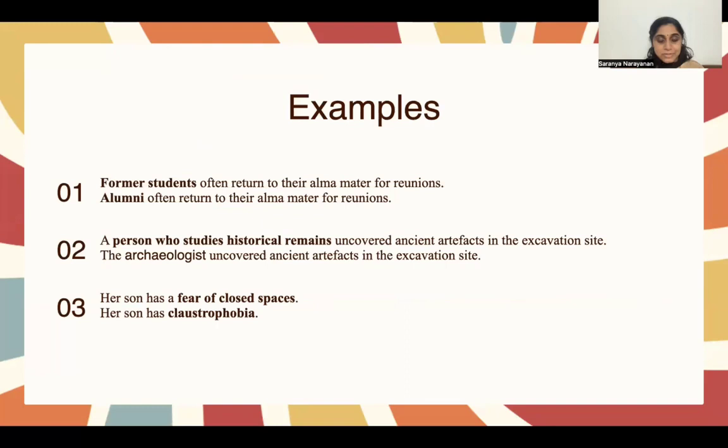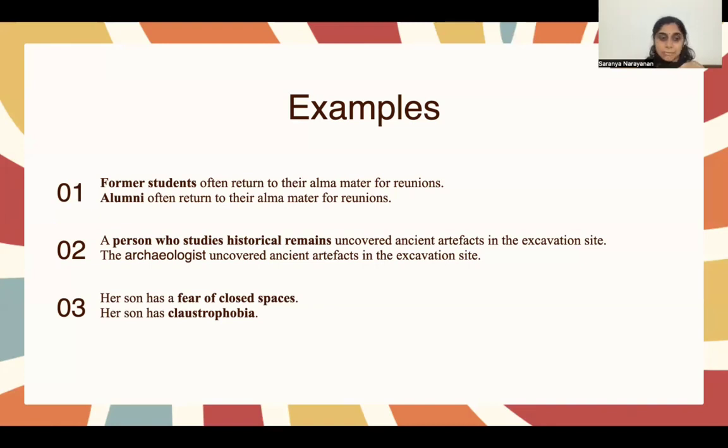We'll look at a few examples. You can see there are 3 examples on the screen. The first one: former students often return to their alma mater for reunions. These words, former students, are 2 words, but we are able to come up with another word to replace them. Instead of former students, we can use alumni. The meaning is not changed. Alumni often return to their alma mater for reunions, which means that instead of using the words former students, we can replace them using the word alumni. The idea is similar to what was conveyed in the previous sentence.